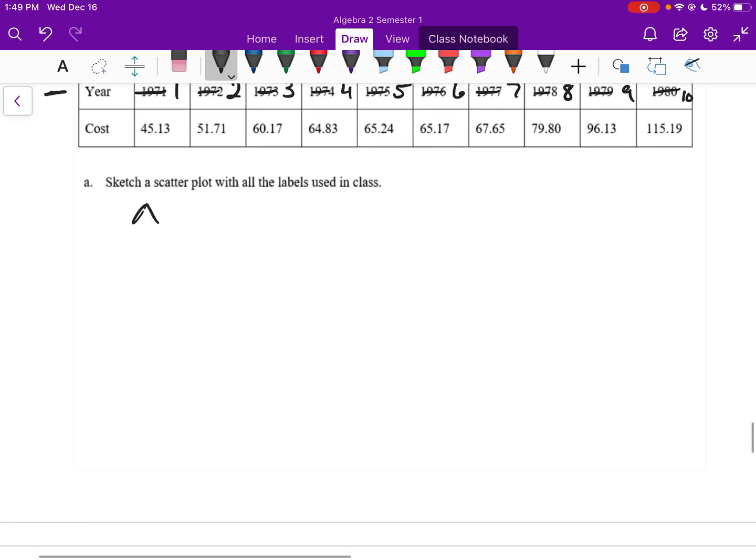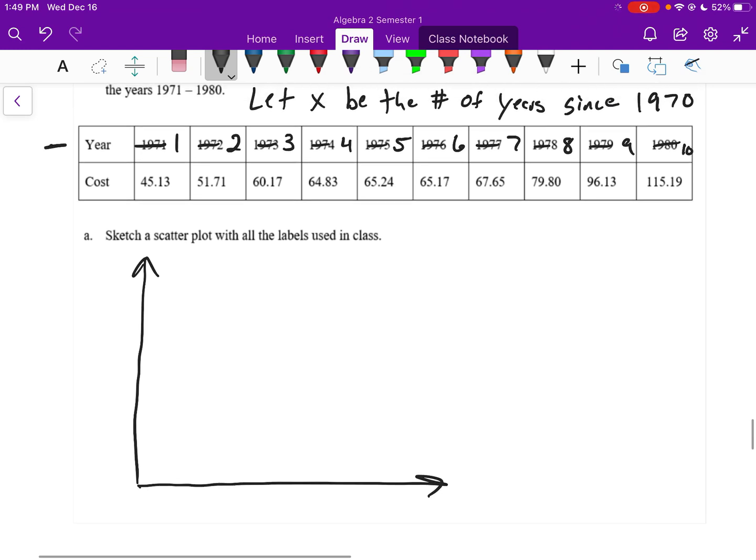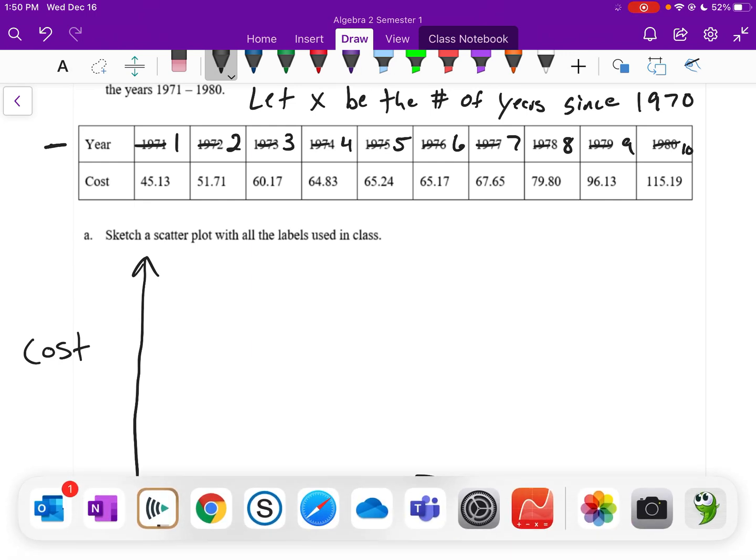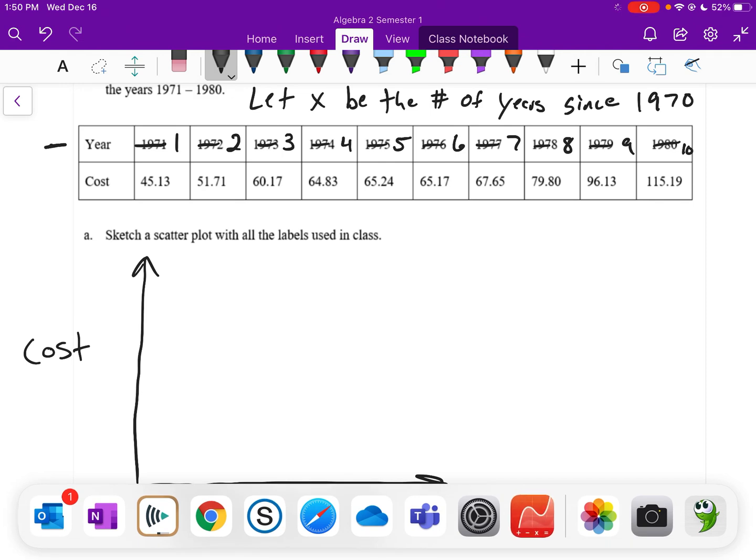Okay, so we're going to do the scatter plot. And you always just need the first quadrant again. And now remember, you need your labels, you need your scatter plot, and then your x min max, y min and max. Okay, so the x, let x be the number of years since 1970, so that's going to be our label here. Okay, and our y is the cost. Okay, so need to go to our calculator, and you need to type in that information.